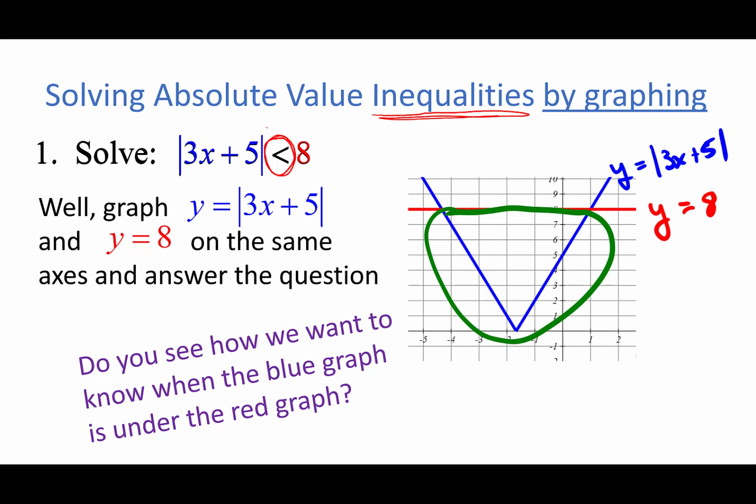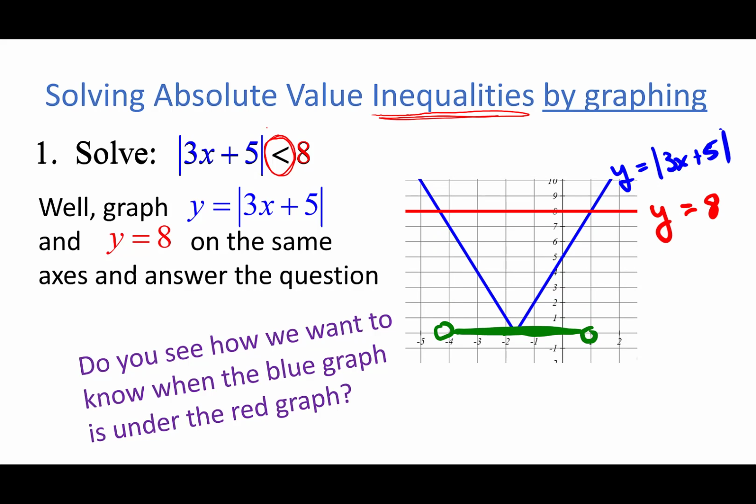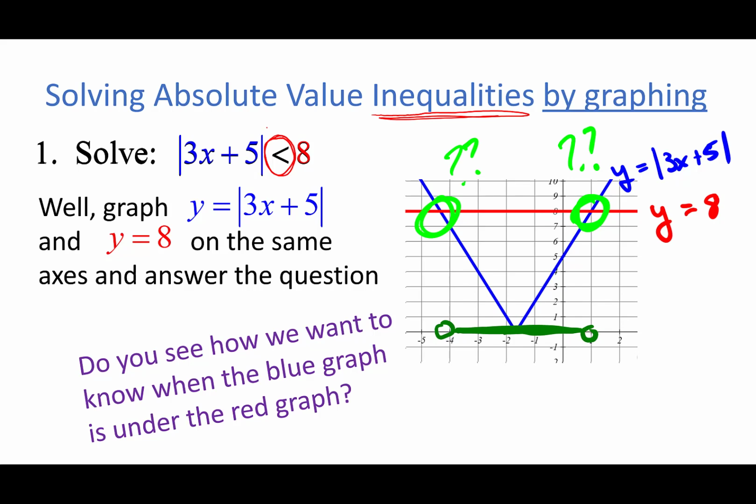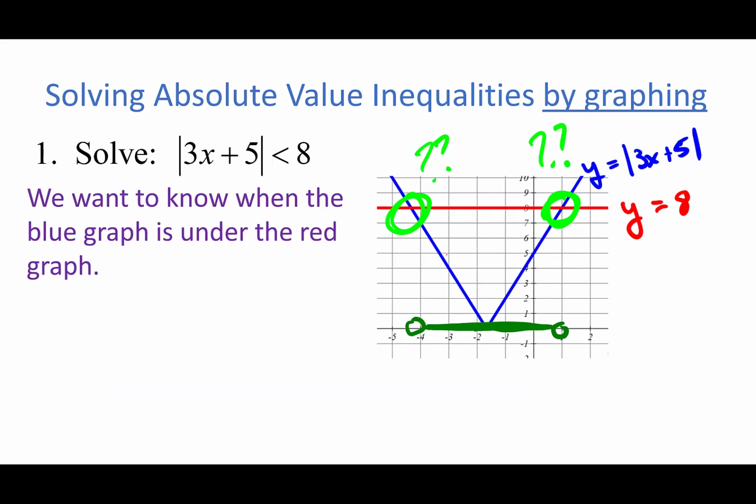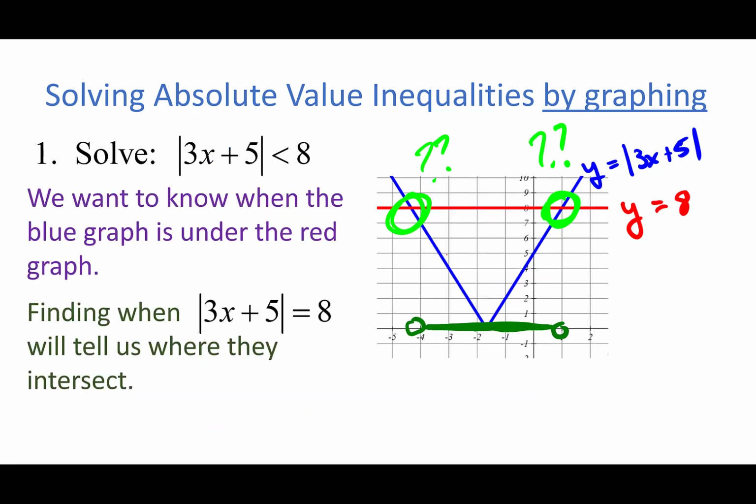And of course, we're looking for x. So realistically, it's the domain we're asking for. What x's make that true? And then it's important to figure out where they intersect, right? Where in the world do we intersect these guys? So that actually happens at the place where the absolute value equals 8. That's where it's going to intersect.